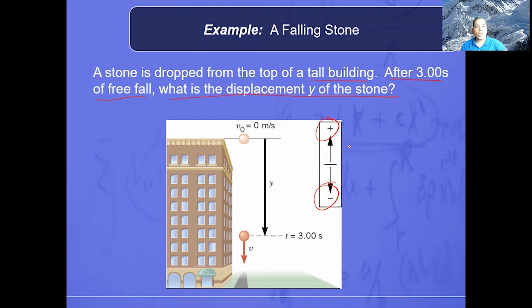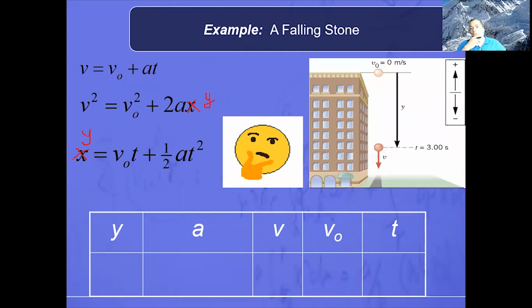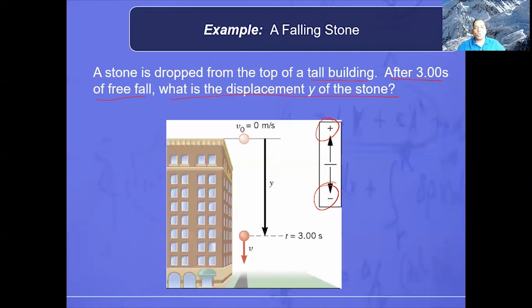Now, how do you approach this problem? What are the given quantities here? A stone is dropped from the top of the tall building. Remember, you have to have at least three quantities. You are given t. T is 3 seconds. What is the displacement? You need to find y. That's not given.